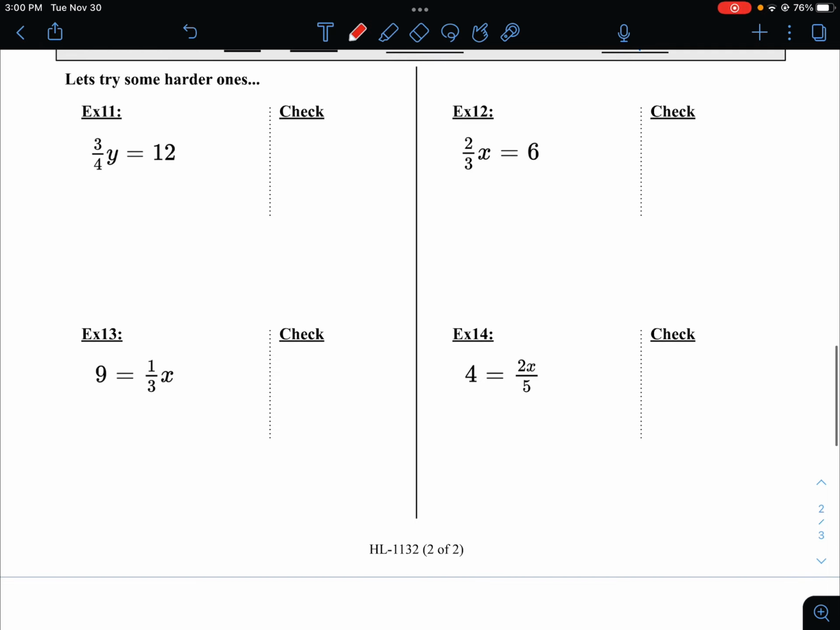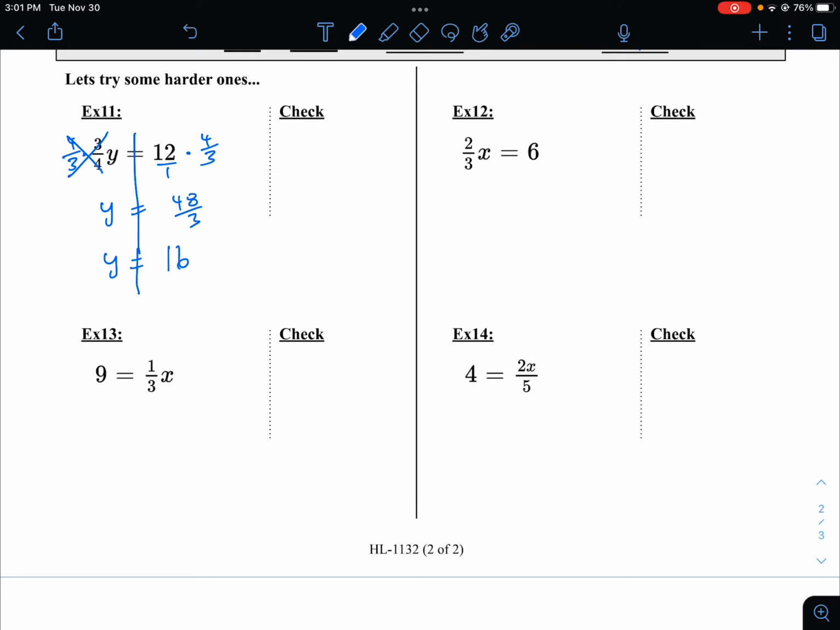3/4 y equals 12. So again, rather than dividing by 3/4 and then dividing this by 3/4, because that's the same thing as multiplying by the reciprocal, I skip that step. And I say, all right, just multiply by the reciprocal, 4/3. Multiply this by 4/3. That cancels. I'm left with y. That's 12 over 1 times 4 over 3. That's 48 over 3. 48 divided by 3 is, I believe, 15. No, 16. That is 16.